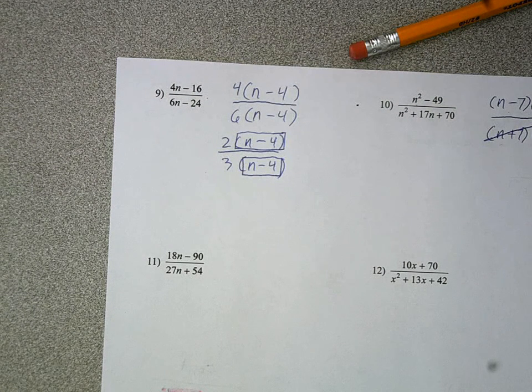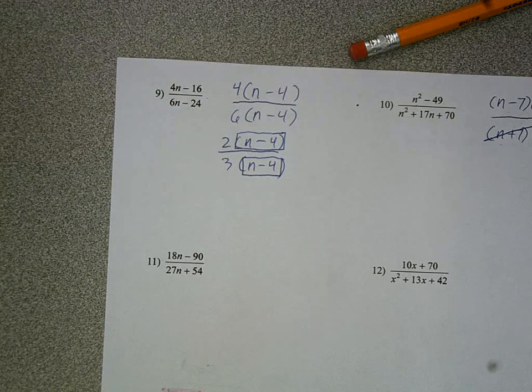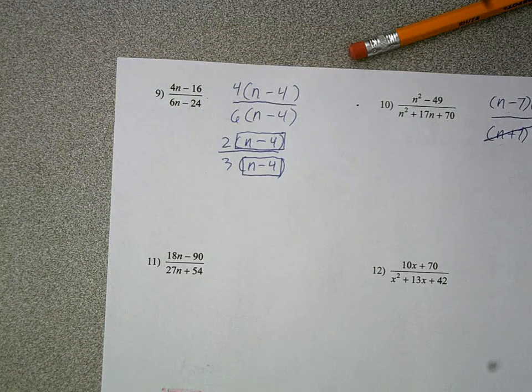So if I have an entire parenthesis that's multiplied by other things, so 2 times n minus 4, 3 times n minus 4. The 2 and the 3, we simplify that as much as we can. But the n minus 4s, now I can't cancel out just an n or just a 4, but if I have the whole thing, n minus 4, I can cross that off.